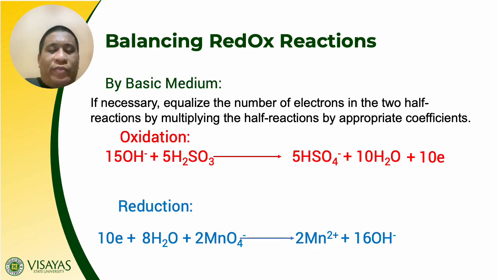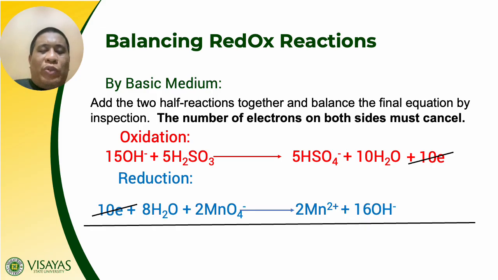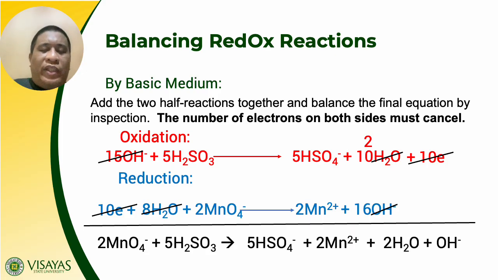And then from there, we can cancel the number of electrons as well as the OH minus and the number of water molecules. So we have 10 electrons, which we can cancel out, and then we have 15 OH minus versus 16 OH minus, so we will be left with 1 OH minus on the product side. And then for H2O, we have also 2 as the residual. So upon combining, we should get this equation.